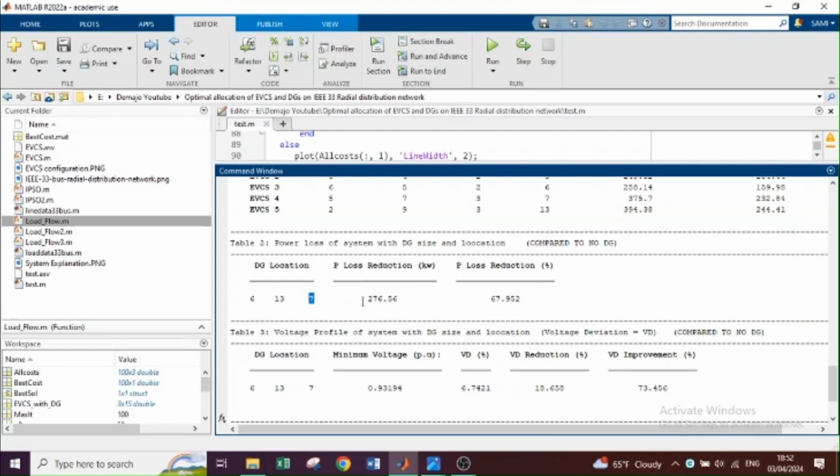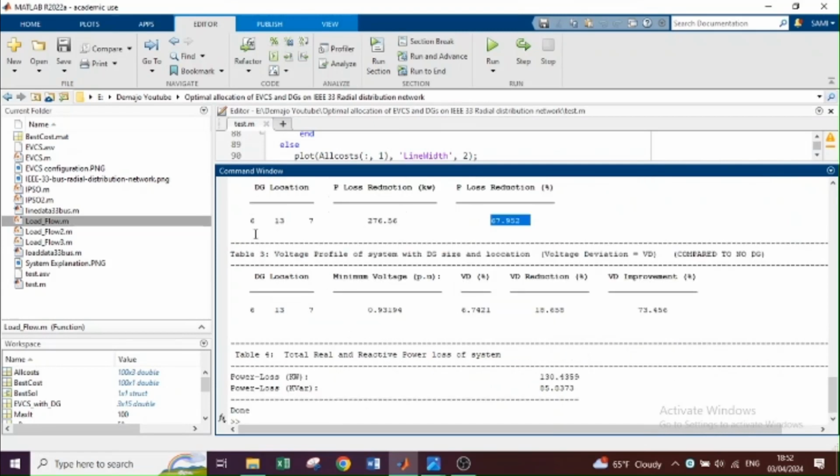Almost 276 kilowatts of power is saved right now. And in terms of percentage of power loss reduction, compared to no DG, we have a 47.9% improvement. When we look at the voltage profile, we can see that the voltage profile right now is better. 0.93 is the minimum voltage.